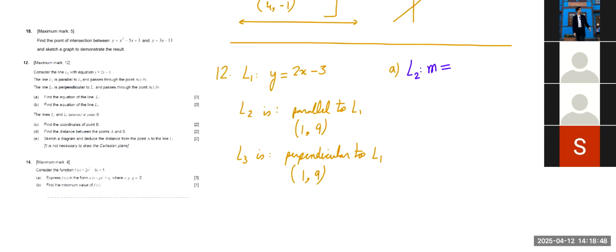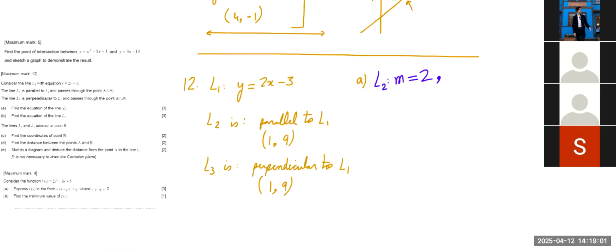2. 2, exactly. Because the slope of L1 is given to you, and if L2 is parallel to L1, then the slope of L2 is the same as the slope of L1. 2. Good. And now that you know that L2 has this slope and passes through this line, you can actually find the equation of that line by using, before I move on, I just want to make sure of something.